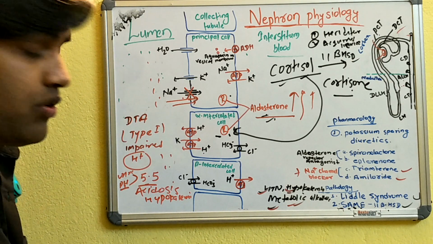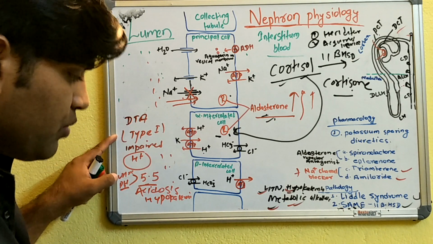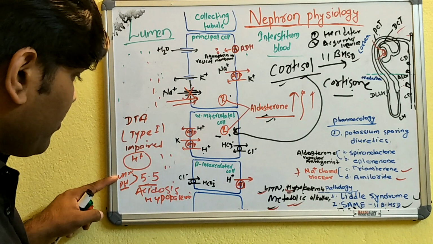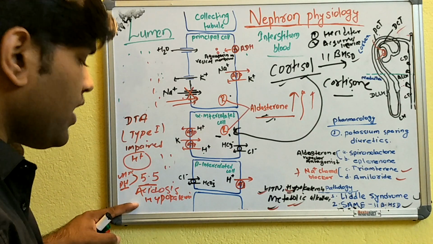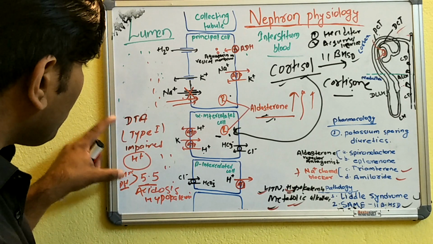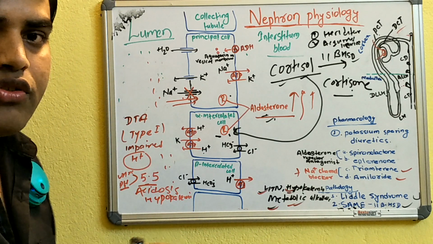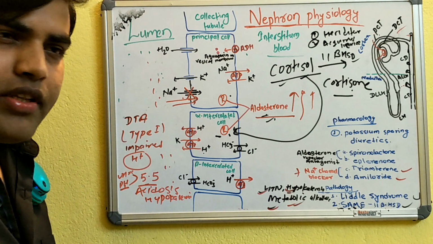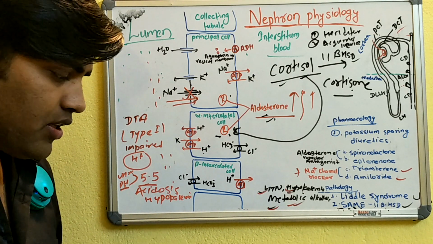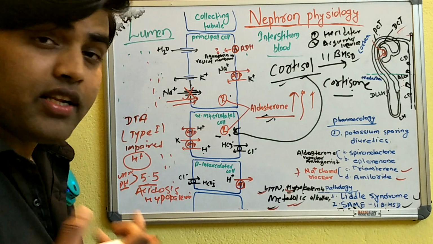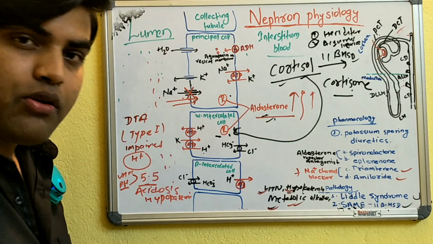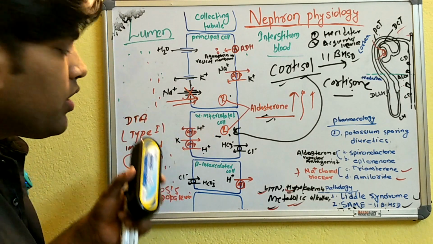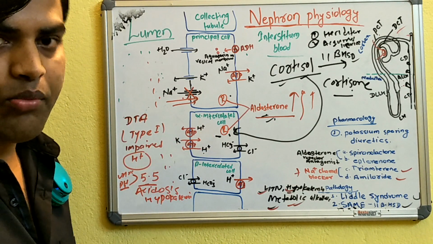So what are the features of distal tubular acidosis, which is known as type 1? There will be pH greater than 5.5, metabolic acidosis and hypokalemia. These are the features of distal tubular acidosis, type 1. We'll discuss the causes later, but the usual causes are amphotericin B toxicity, analgesic nephropathy, congenital anomalies, and if there is downstream obstruction, it can also cause distal tubular acidosis type 1.